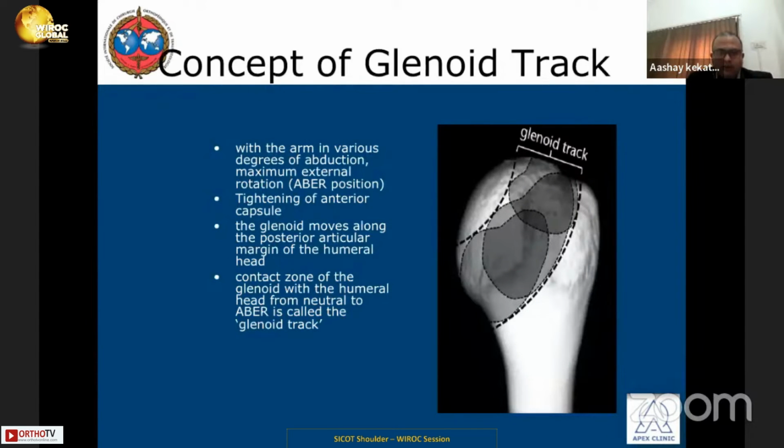Speaking about shoulder dislocation, we need to be aware of the concept of the glenoid track with the arm in various degrees of abduction and maximum external rotation.